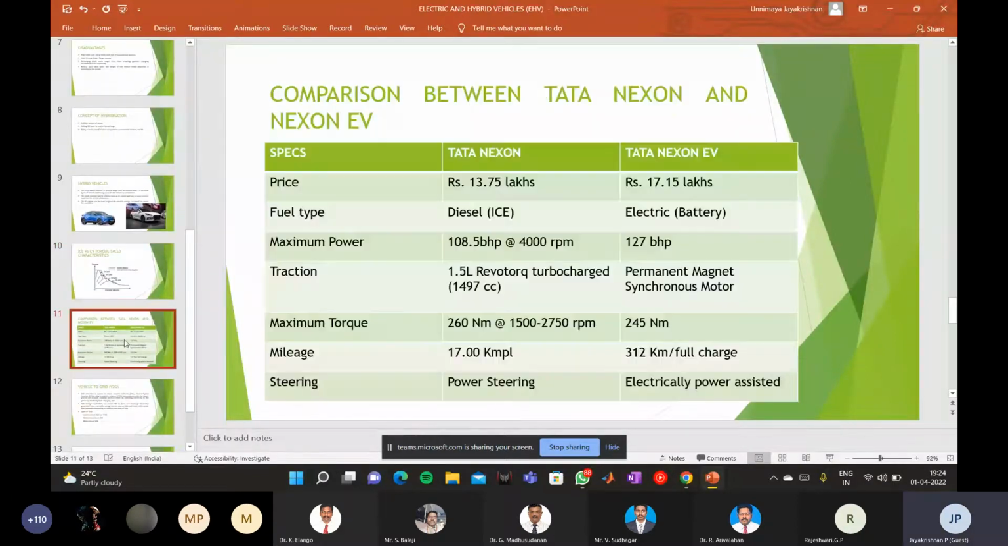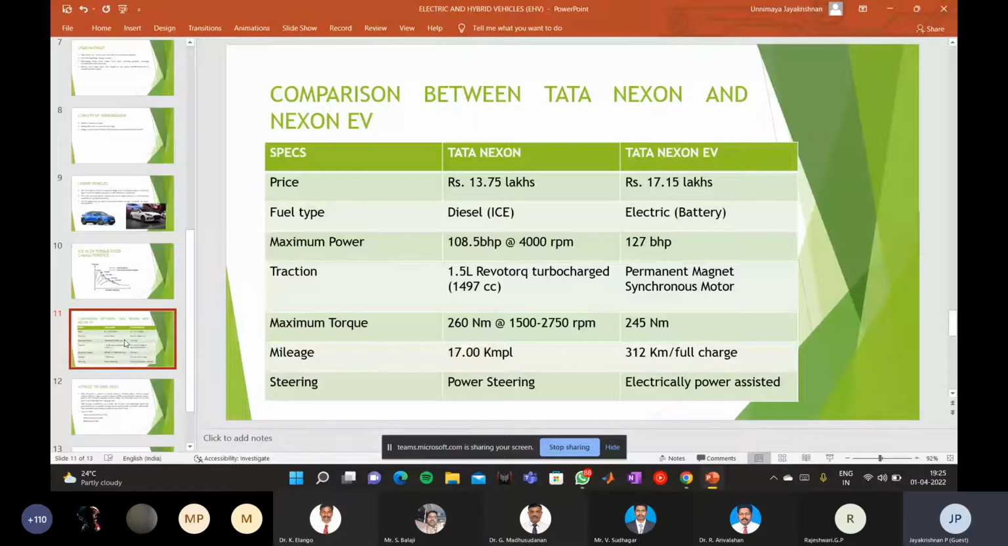The next is a comparison between the Tata Nexon conventional vehicle and the Tata Nexon EV. The prices are for the top variant. Nexon EV is coming at 17.15 lakhs, whereas the Tata Nexon conventional is 13.75, almost 4 lakhs difference. So the initial investment in an EV is somewhat higher than in conventional vehicles. Fuel for the Nexon is diesel, and for the EV it is electricity or electric energy.